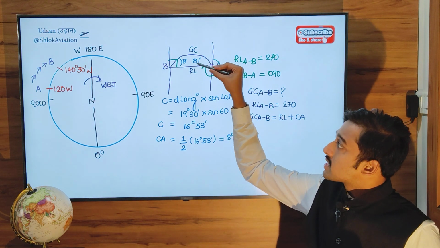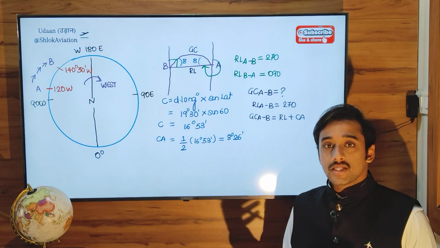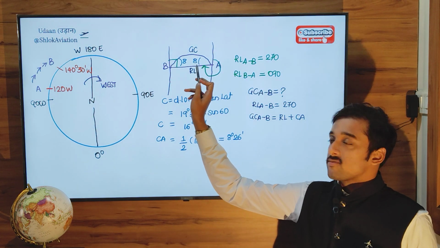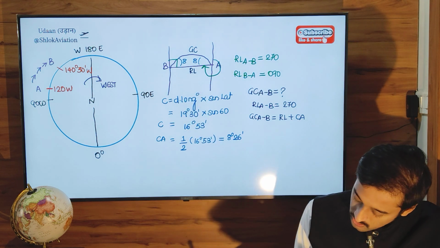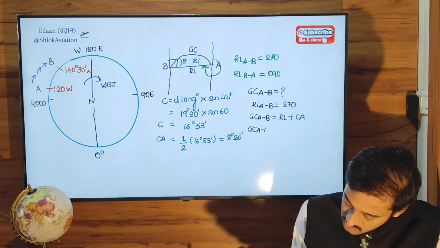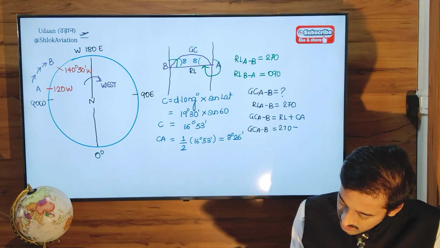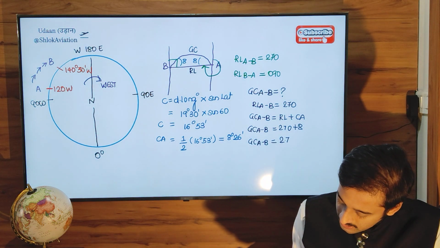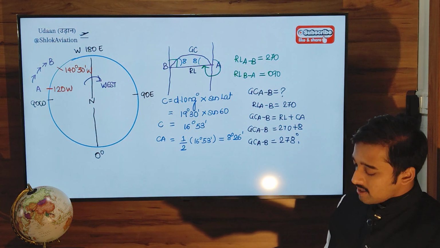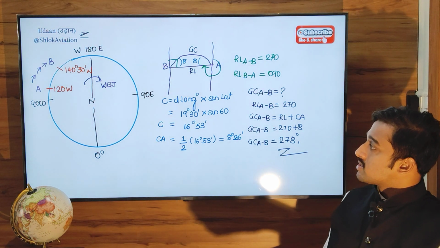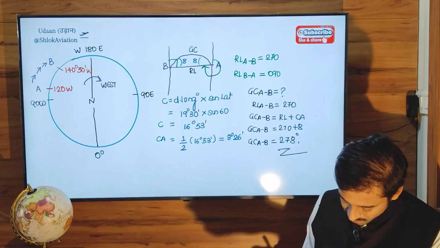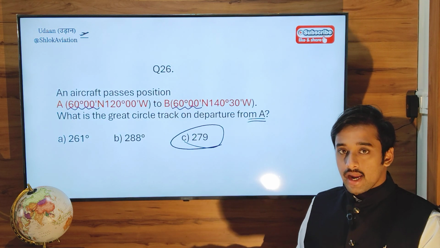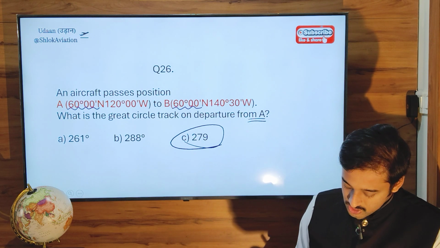Or as you can see, great circle is to the right of rhumb line. That means great circle direction will be more than rhumb line direction by the difference between them, which is 8 degrees. So great circle A to B equals 270 plus 8. So great circle A to B will be equal to 278 degrees. Okay, so this is how you do it. Approximately option Charlie, 279 degrees, the closest option.